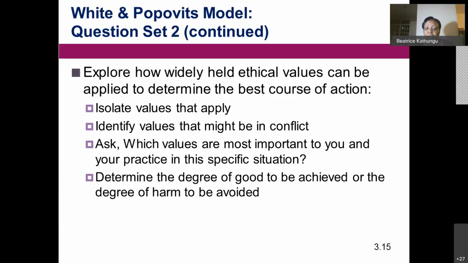So you need to determine the degree of good to be achieved, or on the other hand, the degree of harm that you want to avoid. Sometimes when I think about this point, I ask myself, what is the greatest good for the greatest number of people and the least harm to the least number of people? So when I think like that and assess that, I am working within this specific model of decision making.